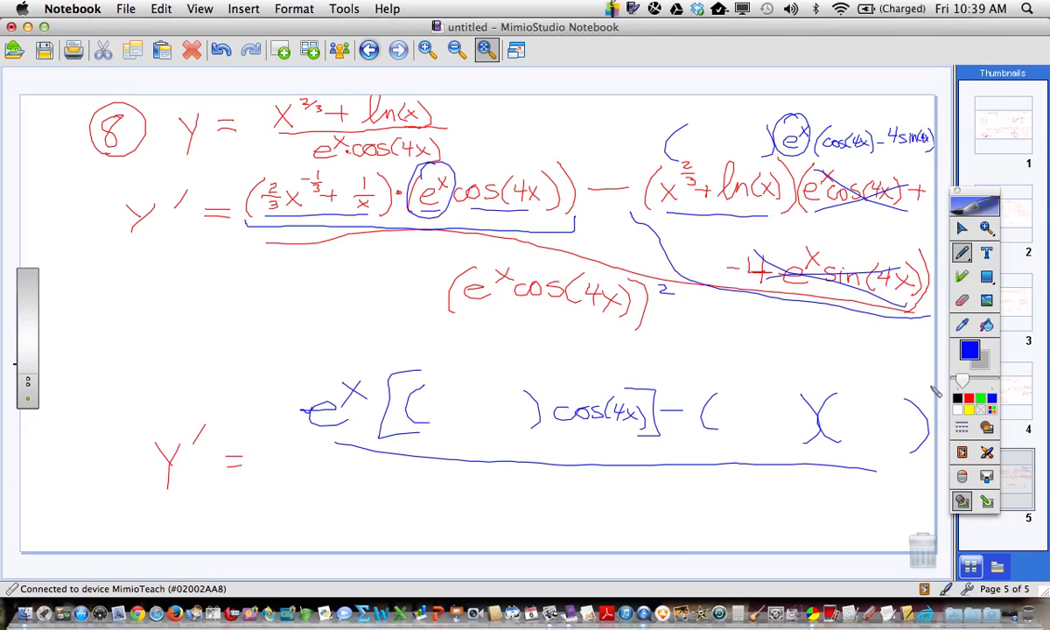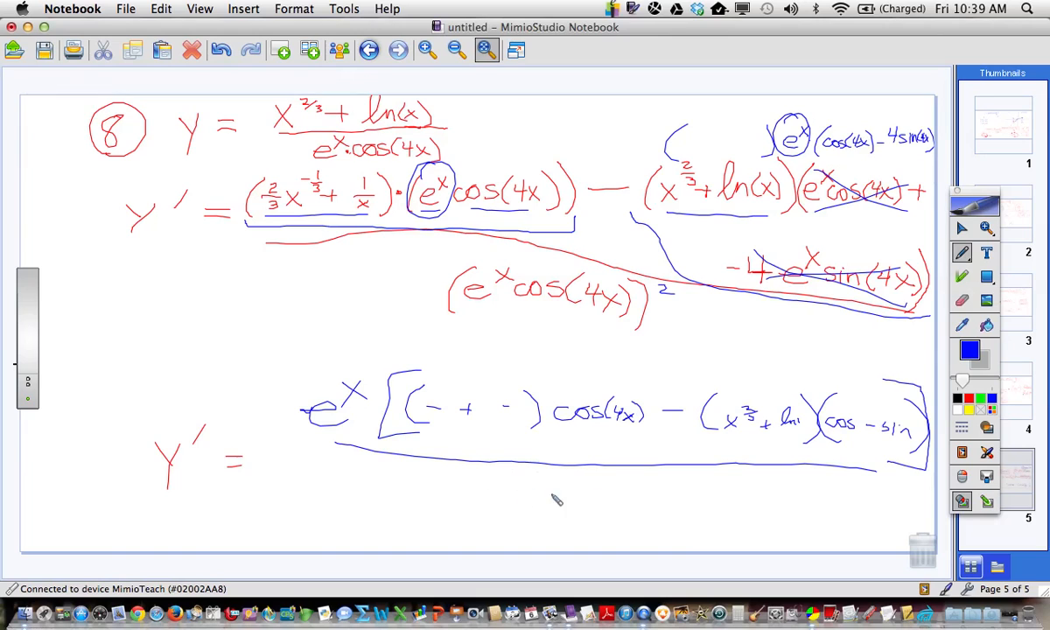Oh, whoops, I did that wrong. Sorry, this square bracket should be, because I'm taking the e to the x out of all this. So the e to the x is out of all of that stuff. Right here's the cosine minus the sine. Here's the x to the 2/3 plus the ln. Here's the other stuff.